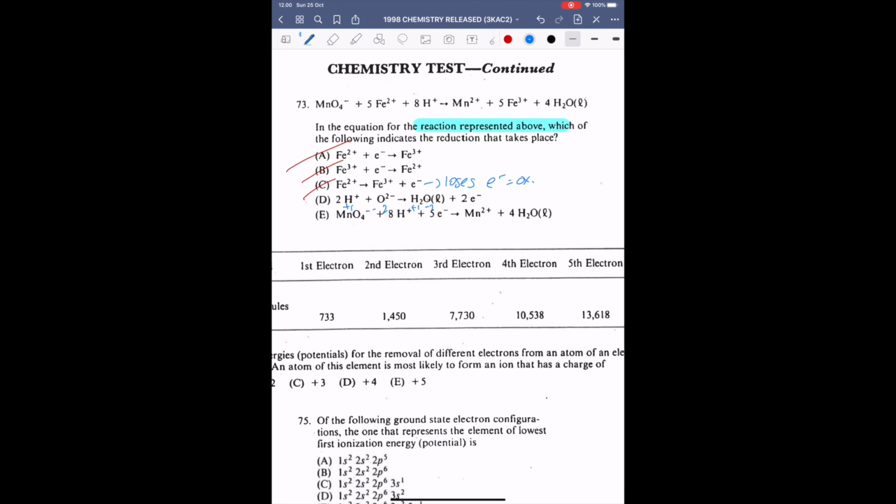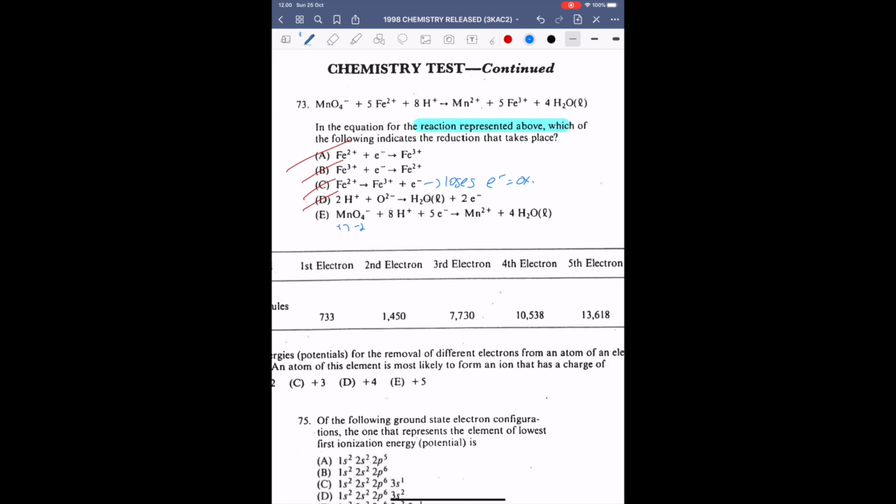So it should not be the answer, because there's basically no change in the oxidation states. So this is not the answer. E. So let's look at E. E is the only one remaining, and it should be the answer, but let's double check.